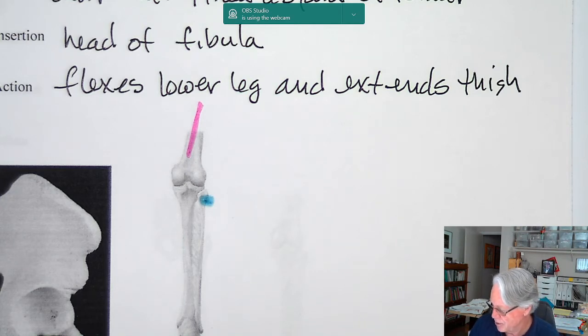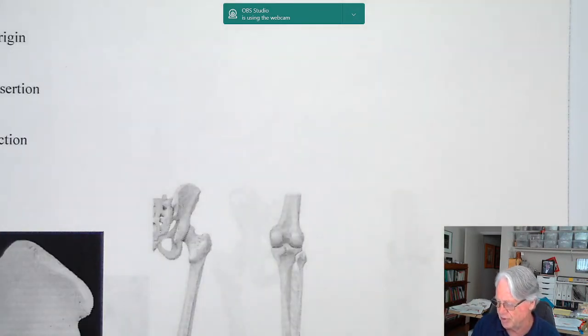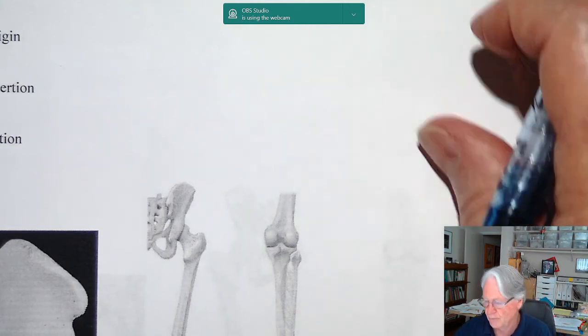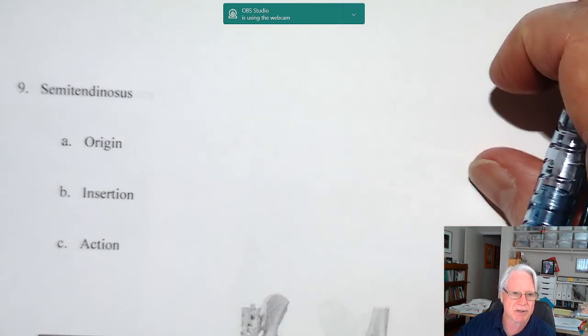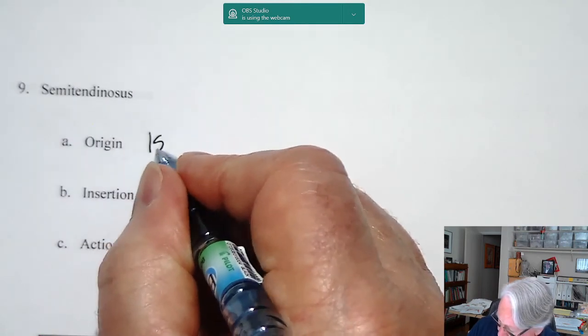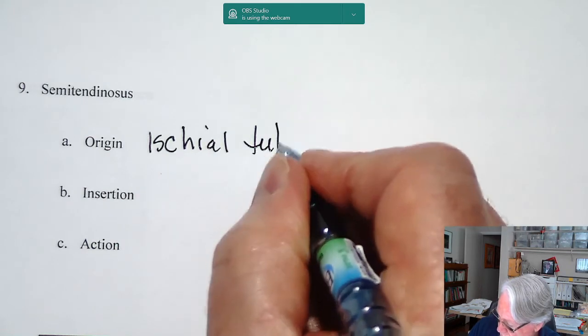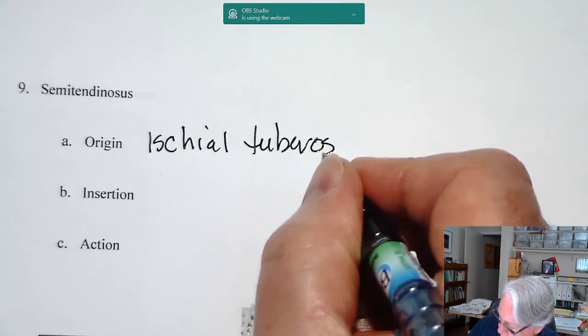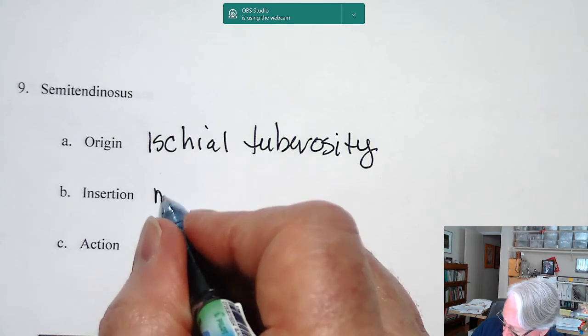Okay, so let's go ahead and get the information for those into our notes. We'll start with semitendinosus. And there it is, semitendinosus. And we're going to start with the origin, which is the ischial tuberosity. And then the insertion is going to be the medial surface of the tibia.